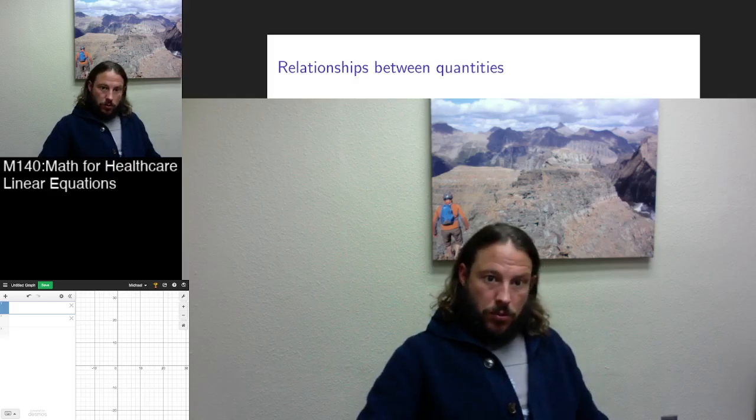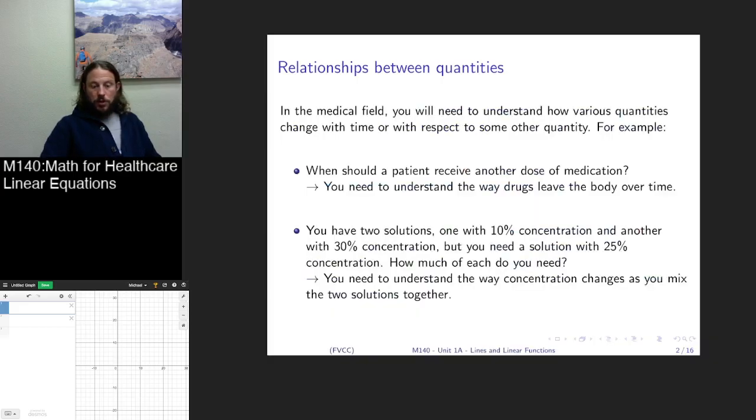Okay, so when it comes to linear equations, there's generally some relationship there. It's a relationship between quantities, and we could categorize it. For instance, in the medical field, you may need to understand how various quantities change with time or with respect to other quantities. For instance, when should a patient receive another dose of medication? Well, you need to understand the way drugs leave the body over time.